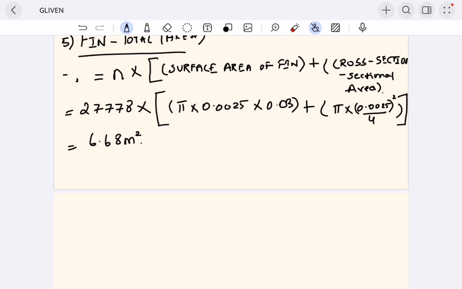That's the area occupied by the fin, right? So that's effectively where the heat transfer increases in the plate, right? Because to accommodate 27,778 fins, we need an area of more than 6.68 meters square actually.